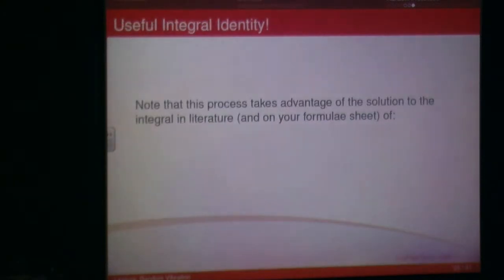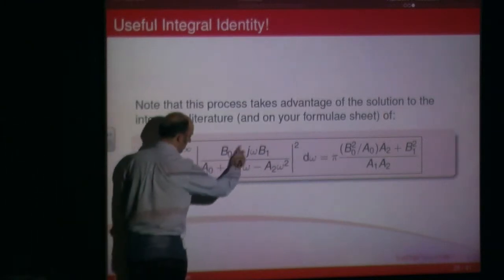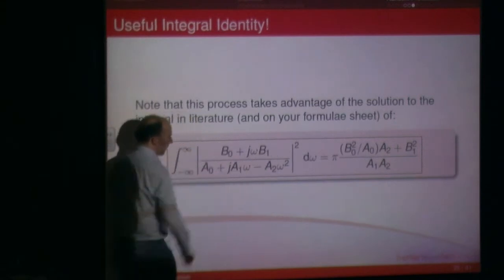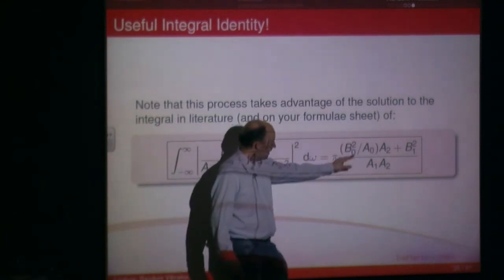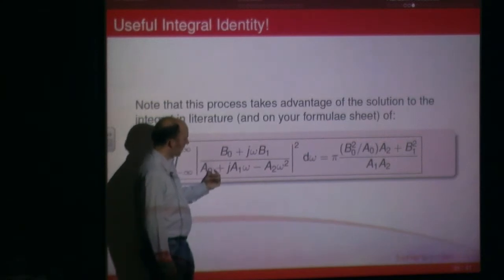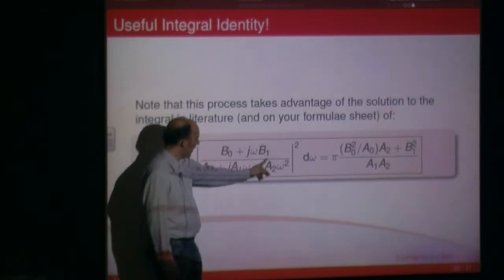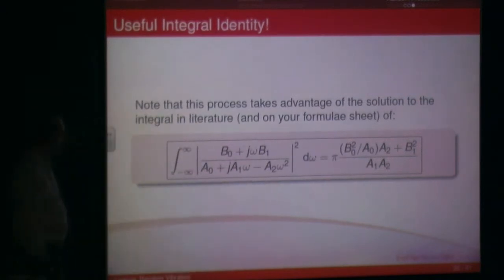Now there's a useful integral identity that's on your equation sheet, and that integral looks like this. If you've got a function that represents this form, take the magnitude squared, and integrate with respect to all omega, then you know that your answer is going to look something like this: pi, and then b naught, which is this term, divided by a naught, which is this term, times a2, which is this term, plus b1 squared, which is this one, over a1 times a2. That's an identity. We'll go through an example that uses it in a second.